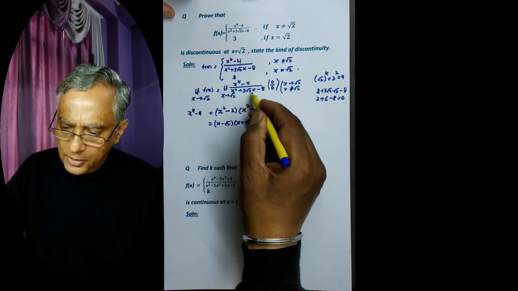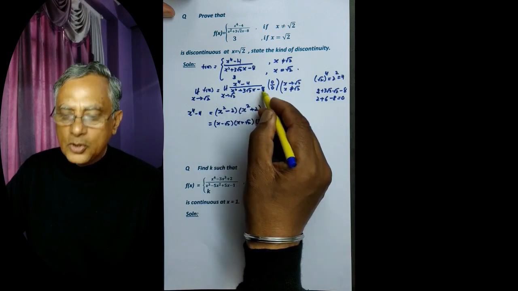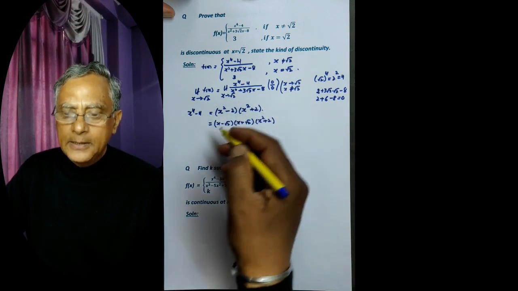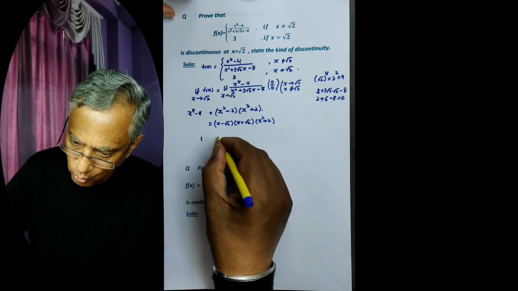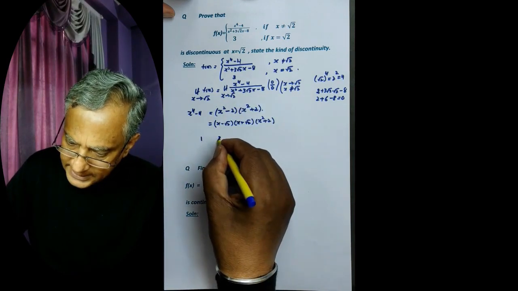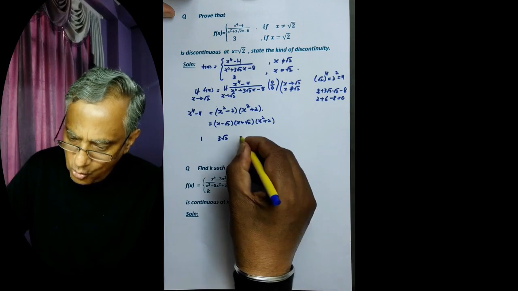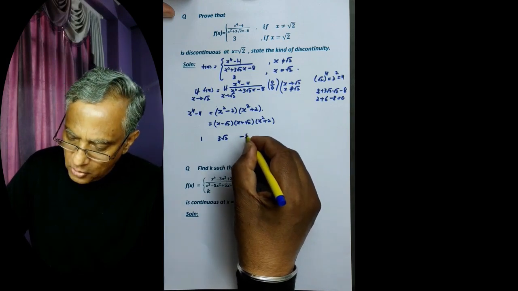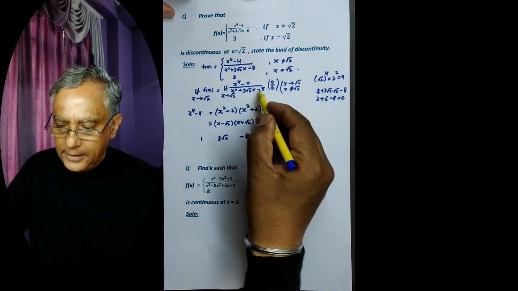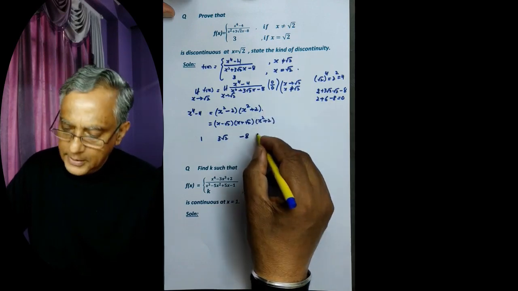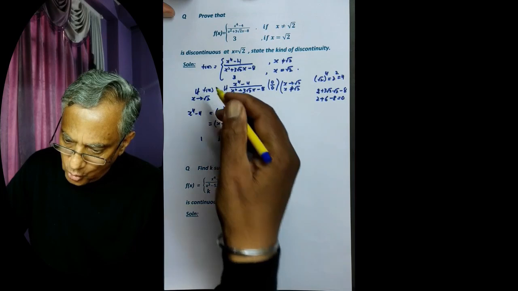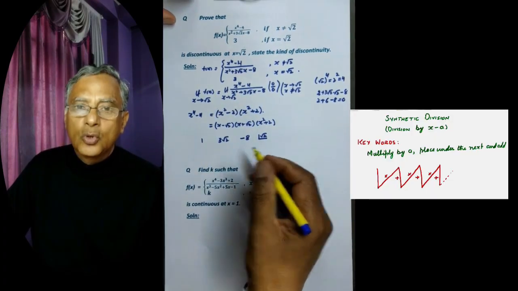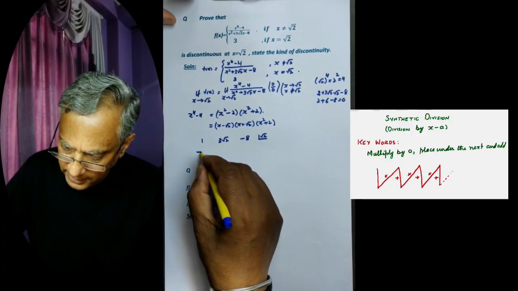So now in synthetic division, what we do is we write the coefficients of all the terms in this polynomial. Coefficient of x² is 1, coefficient of x is 3√2, and coefficient of the constant term is −8. No term is missing. So the divisor is √2, x equal to √2. So √2 is the divisor.